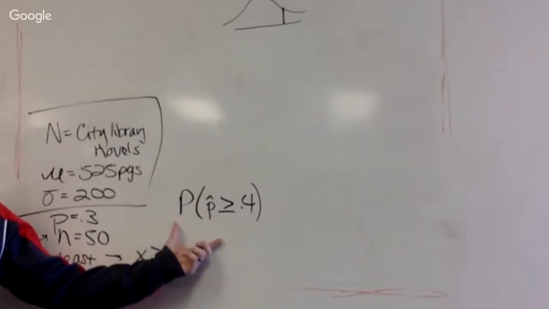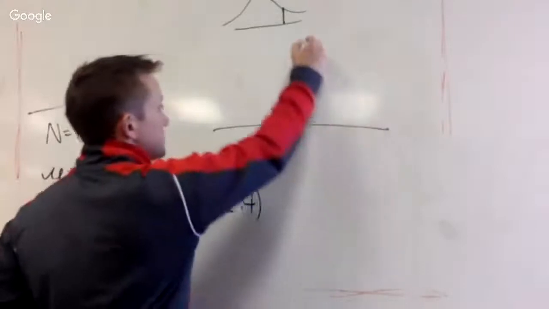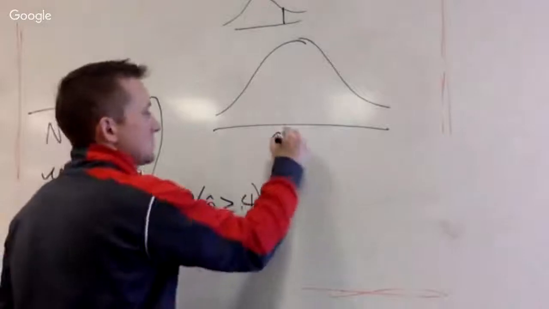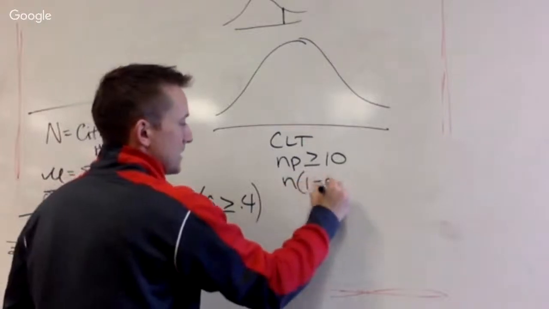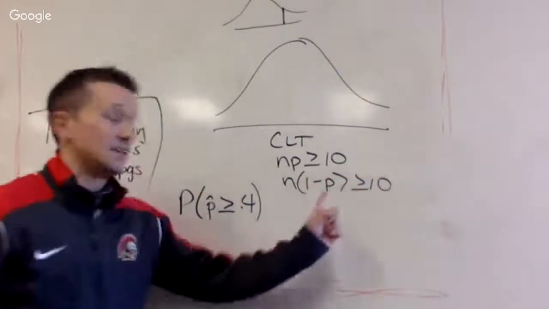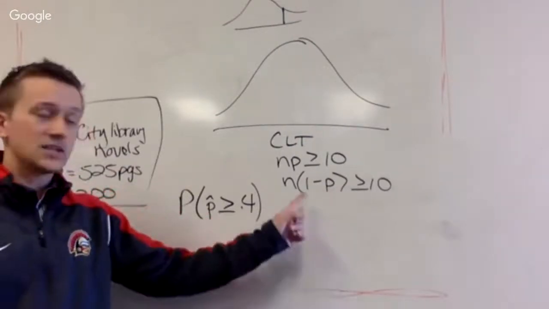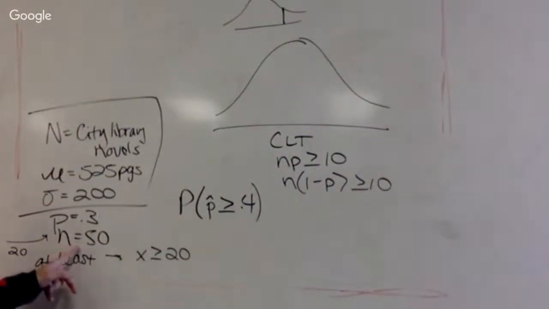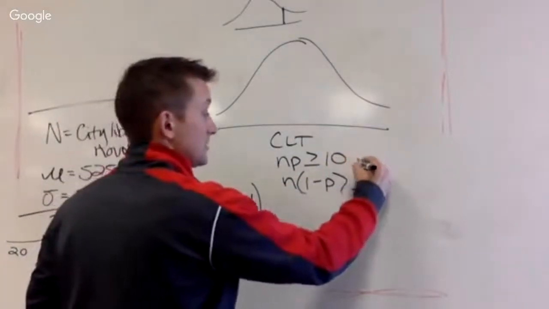All right. So question. First off, can I approximate this using a normal distribution? You have to check what? CLT, right? And this is n times p has got to be greater than or equal to 10, and n times 1 minus p is greater than or equal to 10. If this is not true, the only correct answer would be your binomial that we just did. We can check this. n times p would be 0.3 times 50, which would be 15. So this is 15 greater than or equal to 10. Is that true? Yes, it is.